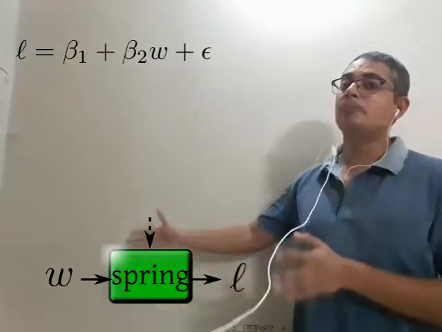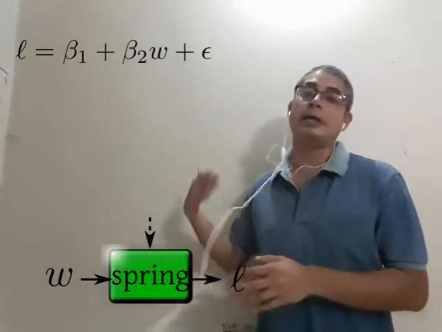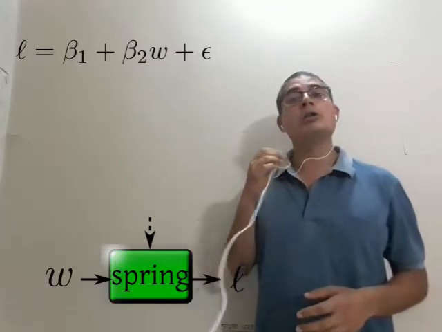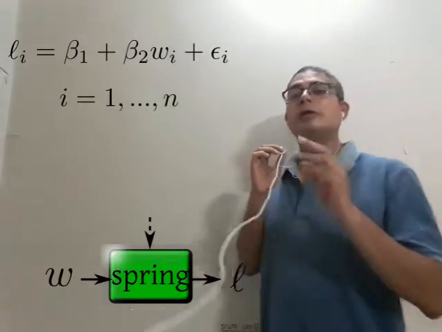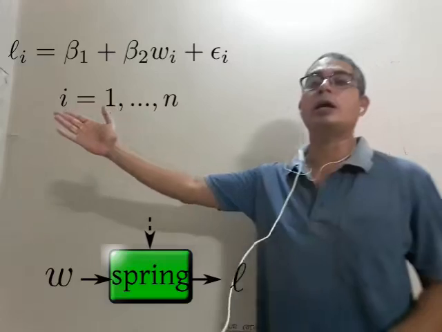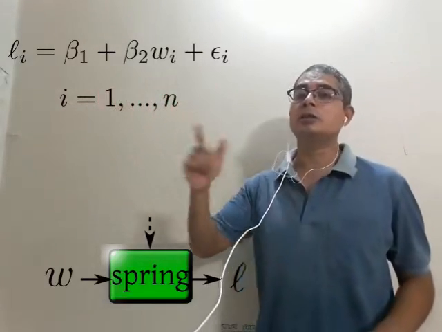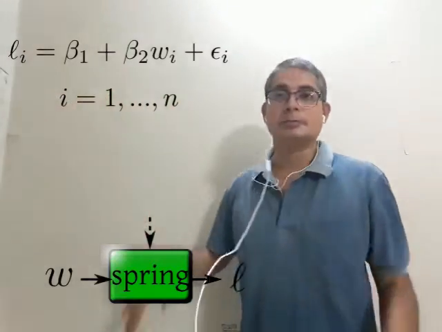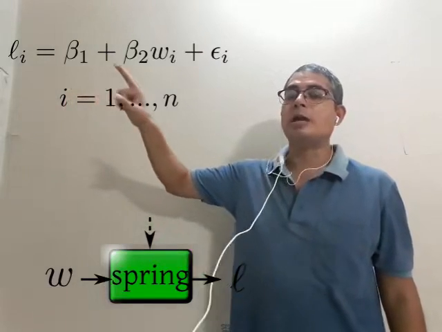Now this is for the black box itself. Remember, you have repeated this experiment n times. We showed all those springs. So we have got all those observations. So you must take that into account. So you will write the model now as Li equal to beta 1 plus beta 2 Wi plus epsilon i. Notice that i represents the repeated trials. There is no i for beta 1, there is no i for beta 2.